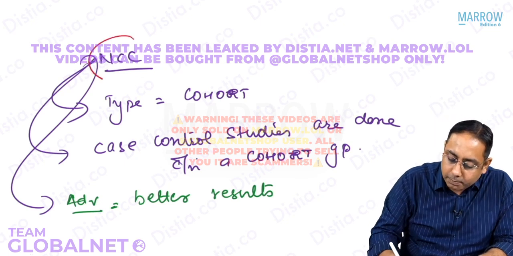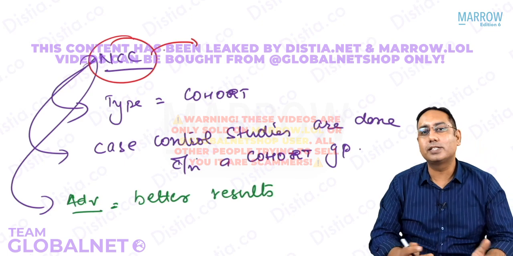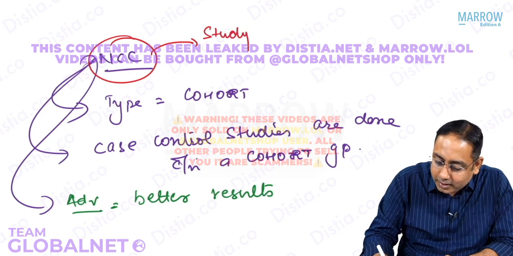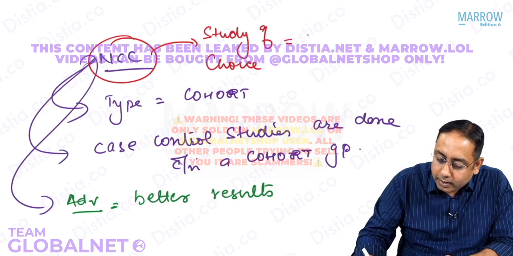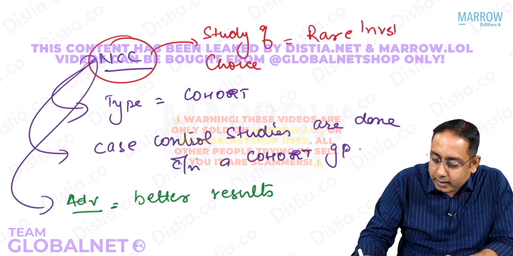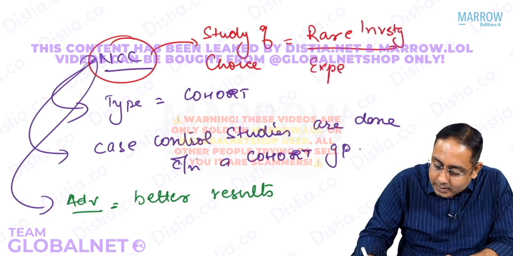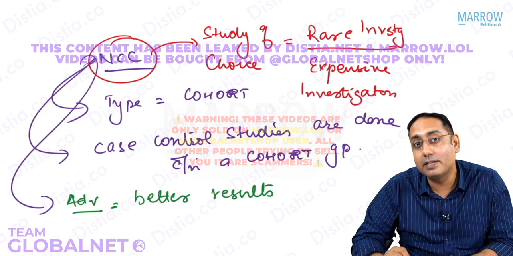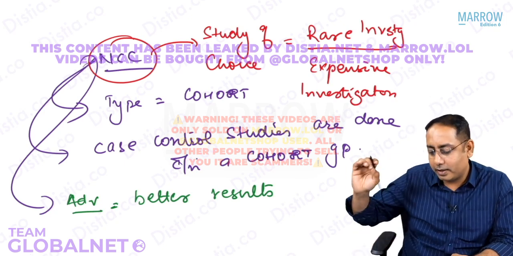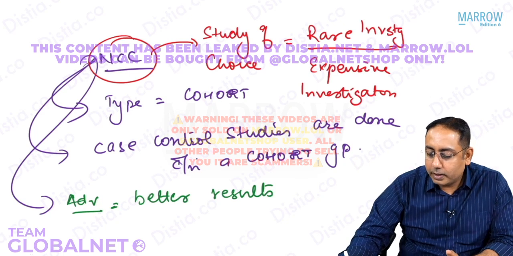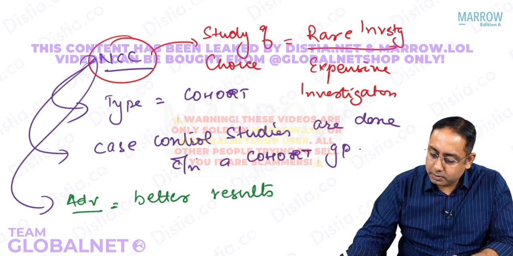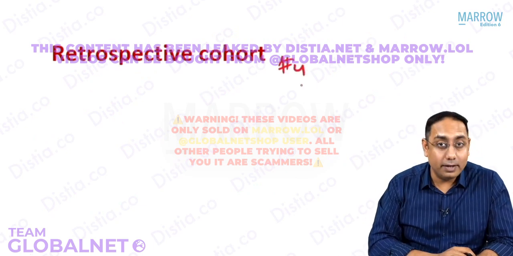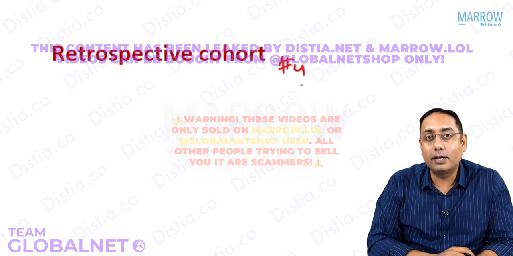Please note, this has been asked a lot of times. Nested case control, what is the study of choice? It is a study of choice for rare or expensive investigations. Nested case control, direct hit point MCQs for you. Coming to the next type of study design, study number 4, we need to talk about retrospective cohorts. I told you some time back that cohort studies are prospective studies.